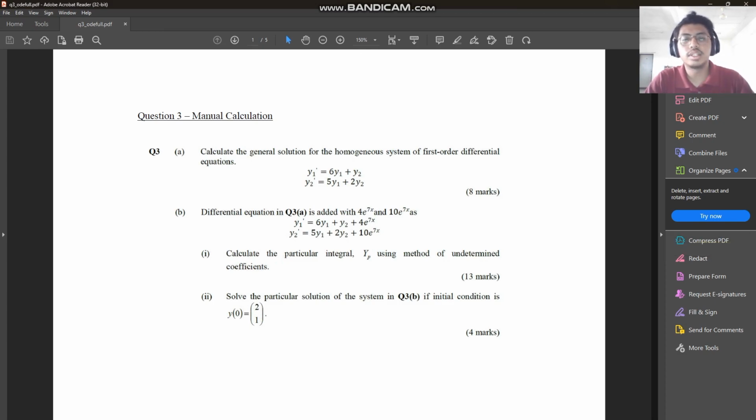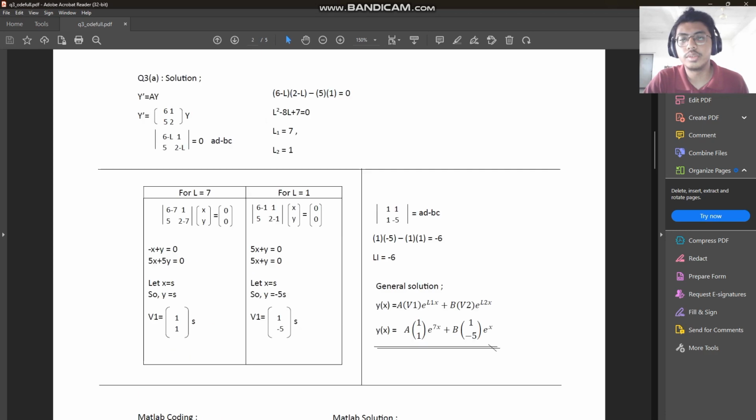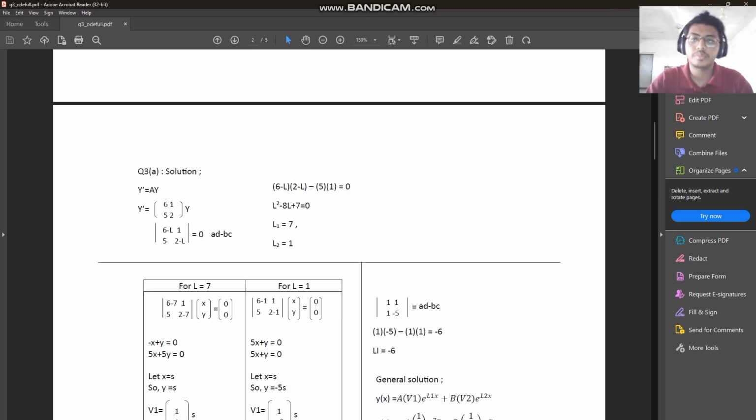So let's not waste any more time, I will just proceed with question 3a. First, we need to write y prime equals Ay. Next, we input the A value, which is 6, 1, 5, and 2. Next, we use the identity matrix. So we get the determinant of 6 minus lambda, 1, 5, 2 minus lambda equals 0.